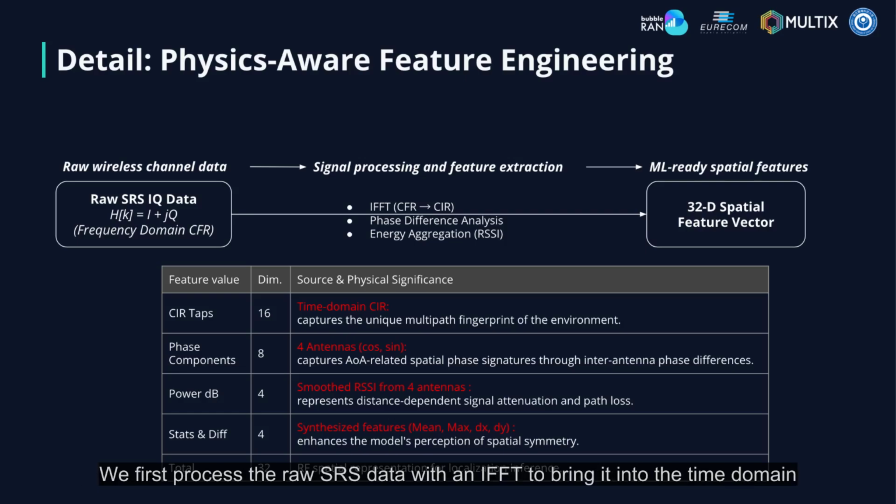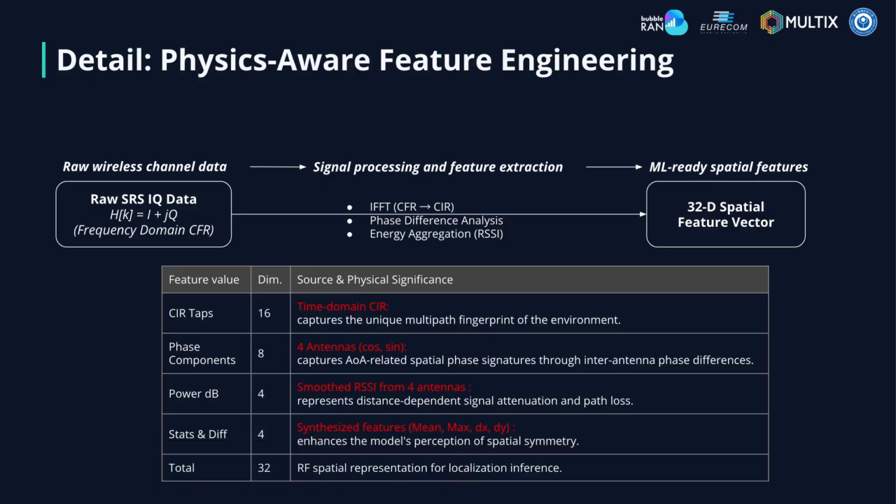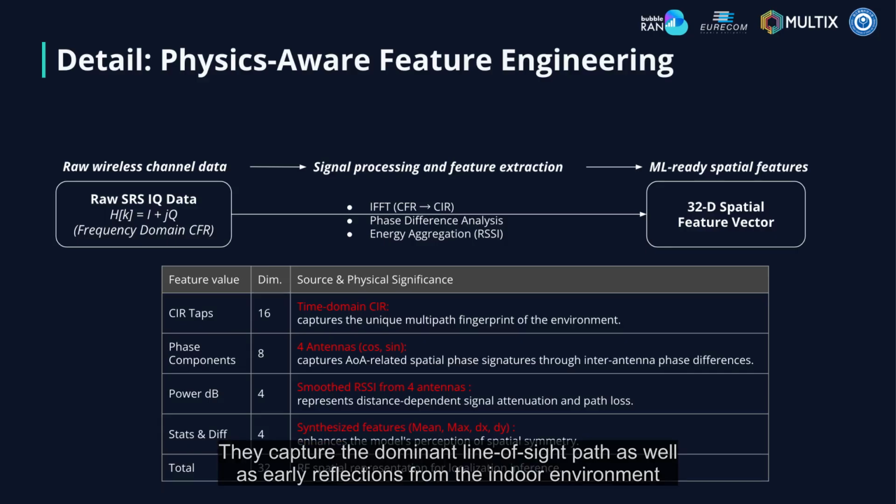The table here summarizes the data features we use to train the positioning model. We first process the raw SRS data with an IFFT to bring it into the time domain. Then, we analyze the phase differences across antennas and transform the raw signal into a compact 32-dimensional spatial feature vector. The first 16 features are channel impulse response taps, which act like a multipath fingerprint. They capture the dominant line-of-sight path, as well as early reflections from the indoor environment.